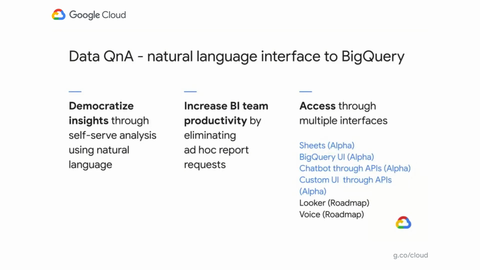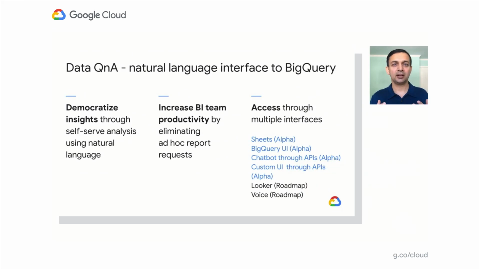And from this, we see three key benefits. One, any business user with the appropriate access can go ask a question and get insights when they need it without having to wait for somebody else to add a chart to the dashboard. Second, the BI team, which usually responds to these ad hoc requests, can be freed up and they can focus on more critical tasks. And finally, we enable access through multiple interfaces, so it is available wherever users work.